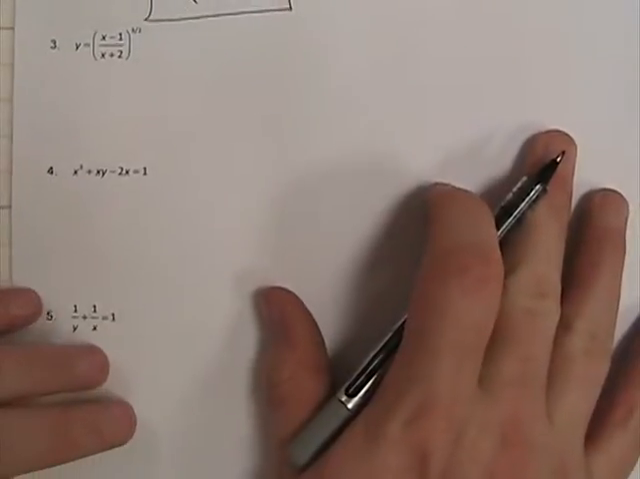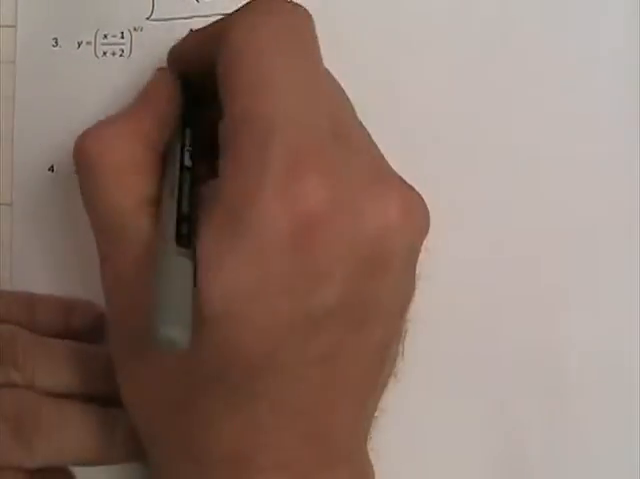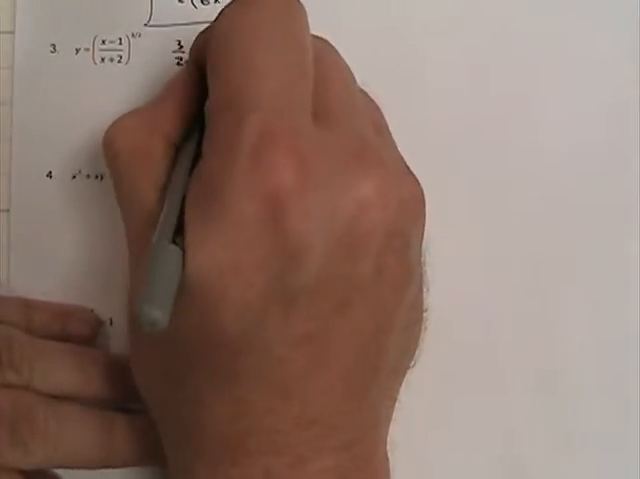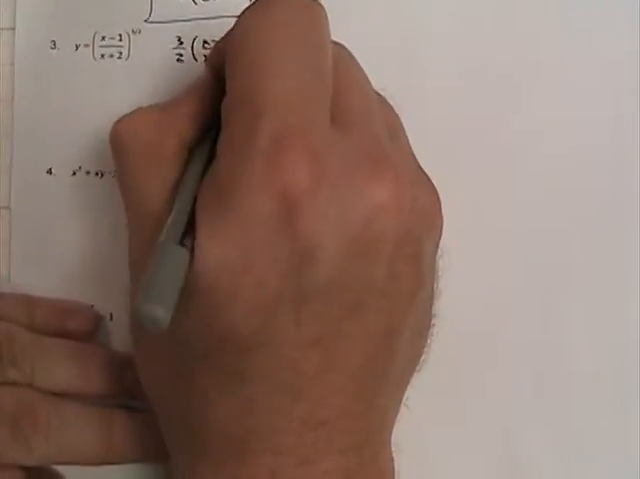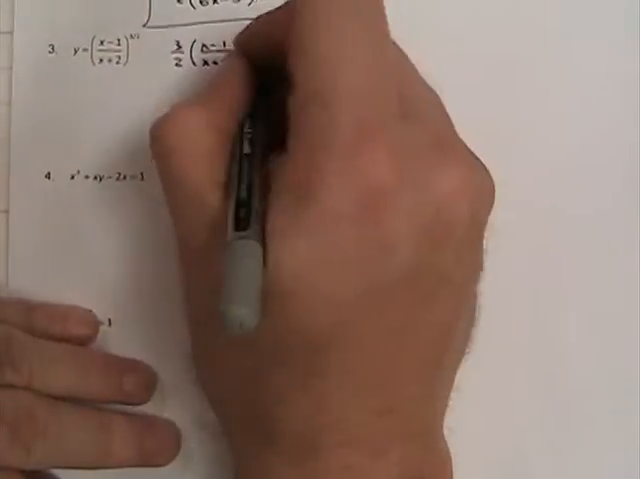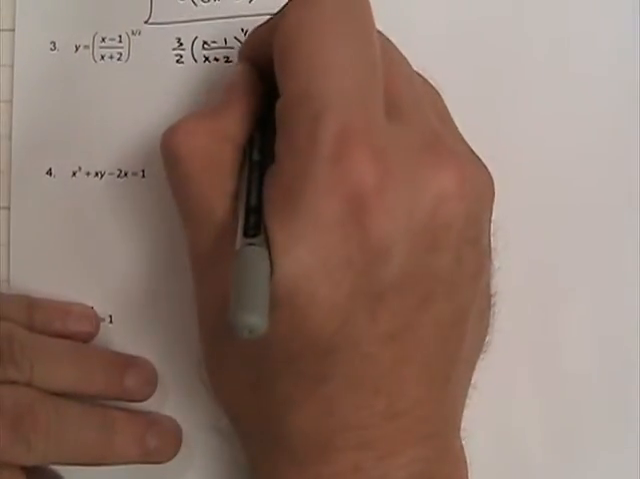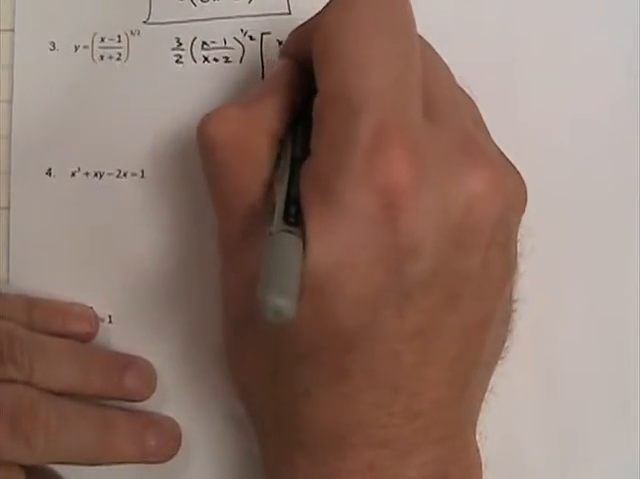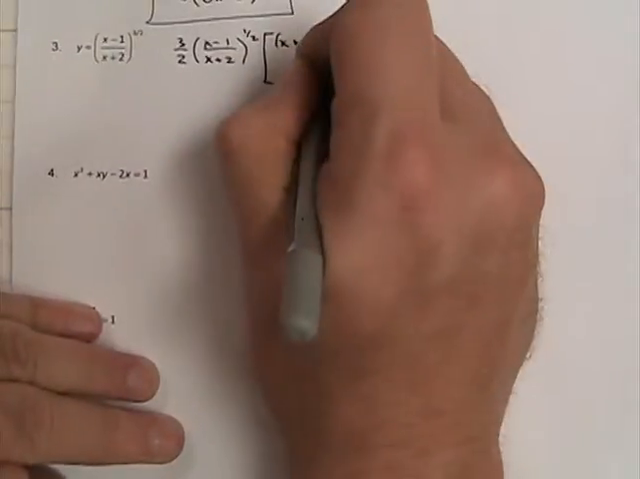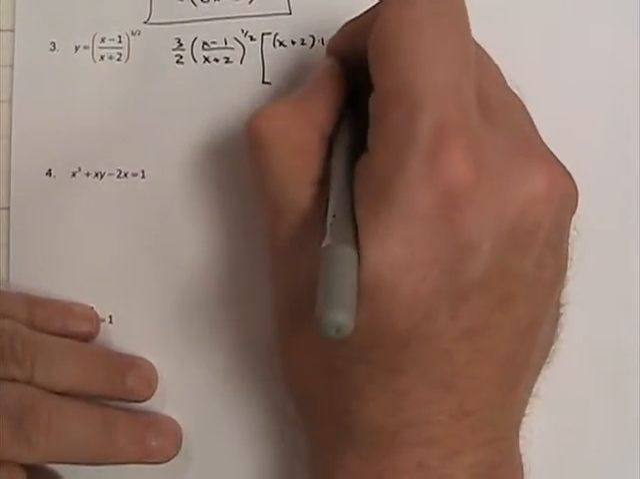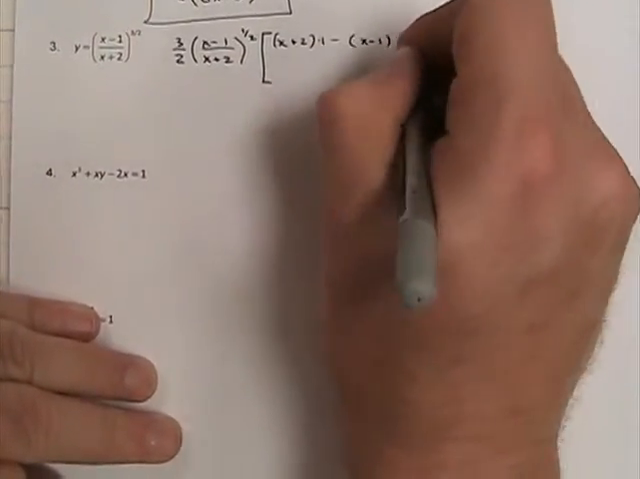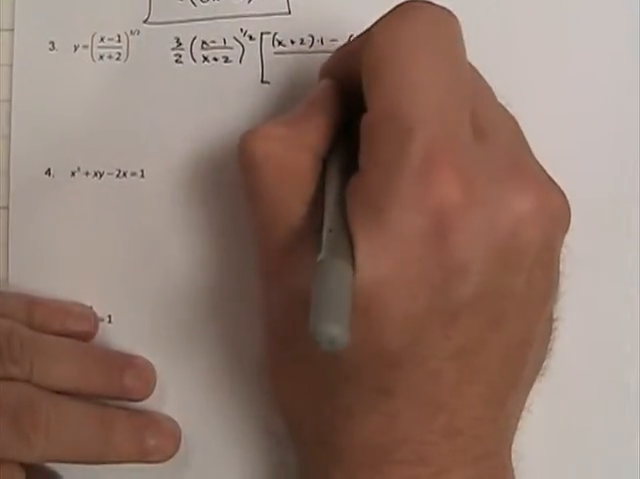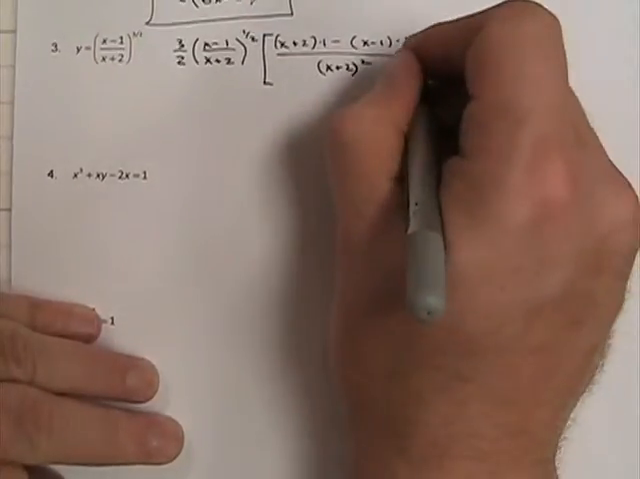Okay, next one, another chain rule and a quotient rule. Bring down the power. And 3 over 2 minus 1 is 1 over 2. Derivative of the inside is going to be quotient rule. So bottom, hi, lo, ho: derivative of the top is just 1, minus high times the derivative of the bottom, all over x plus 2 squared.